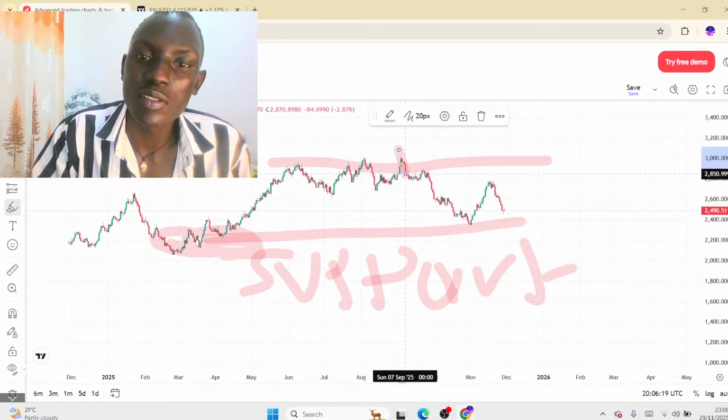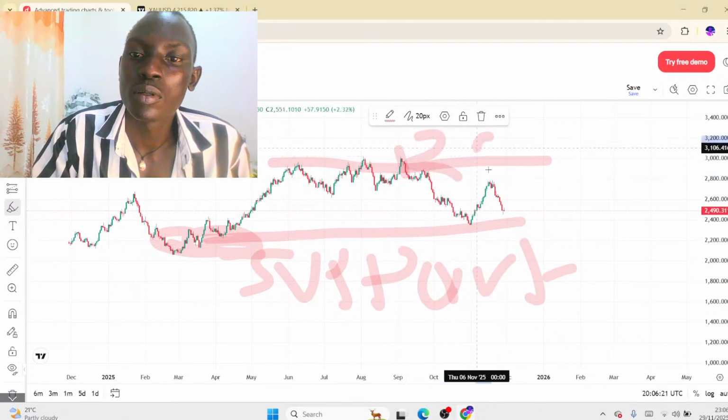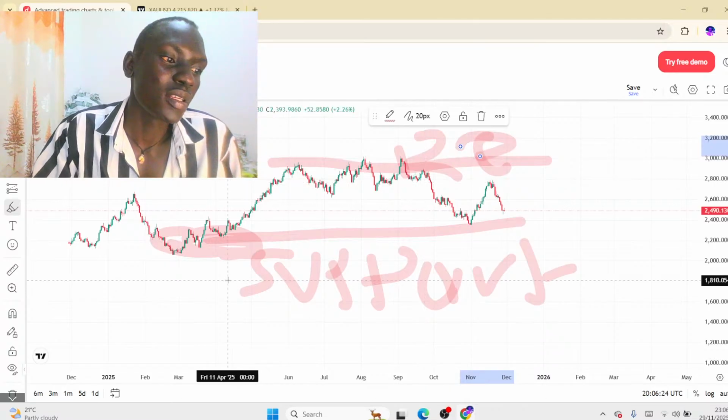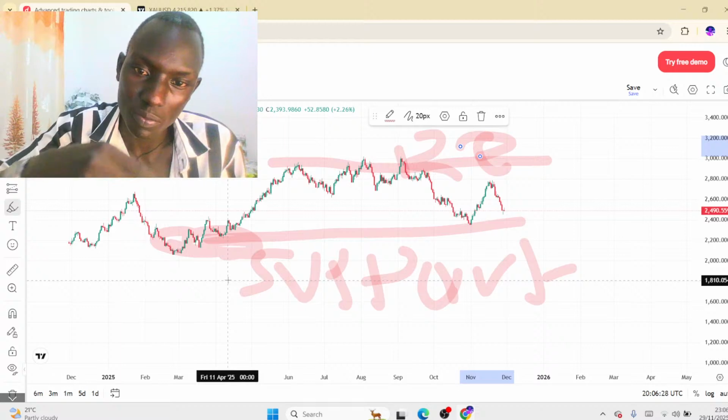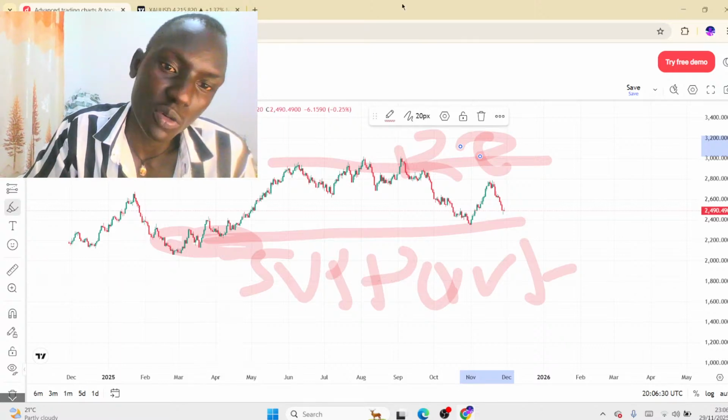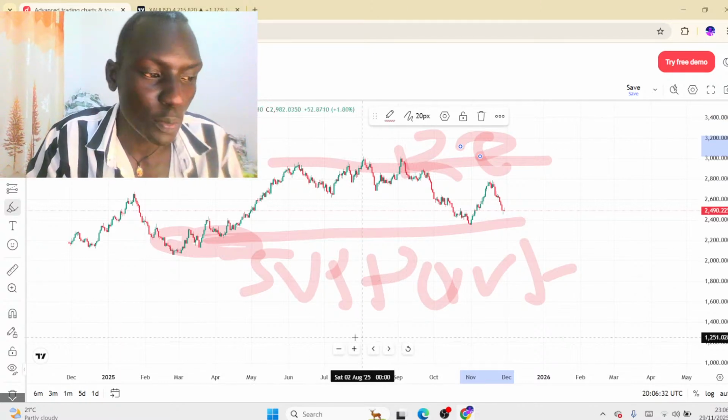So this is the resistance now. And what do I mean by the resistance? Resistance simply means this is the area where the market drops back down. This is where it pushes up.